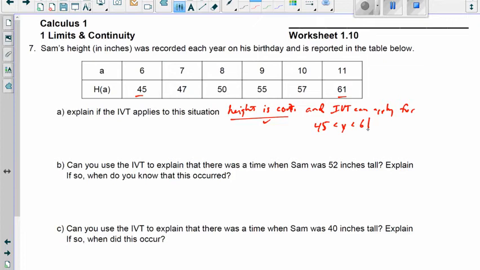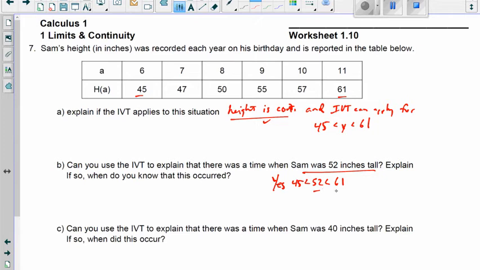It's continuous, so height is continuous. Can we use it to explain if there was a time when something was 52 inches tall? So what we just said for that one, 52, that would be a yes, because we could just fill that in. 52 is between 45 and 61. So the IVT we already said applies. Since it's between there, we can really apply for that value. It's between the ends, okay?